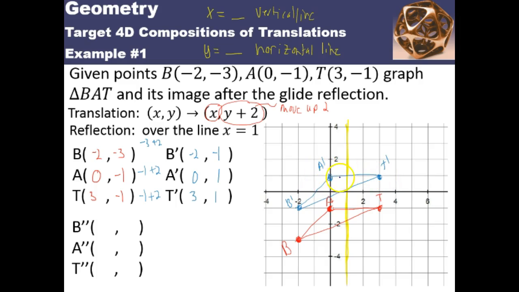So look at this. A prime is 1 unit to the left of the yellow line. So A double prime is going to be 1 to the right. And then T prime is 2 units to the right of the yellow line. So T double prime is going to be 2 units to the left. So right here is T double prime. And then finally, B prime is 1, 2, 3 units away from the yellow line. So B double prime is going to be 1, 2, 3 on the right side of the yellow line, B double prime. And then I'm going to connect the dots.